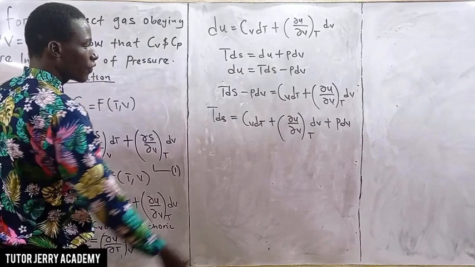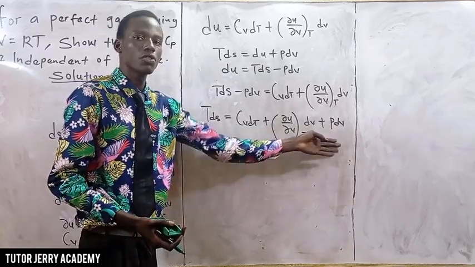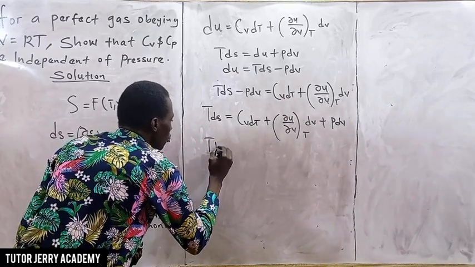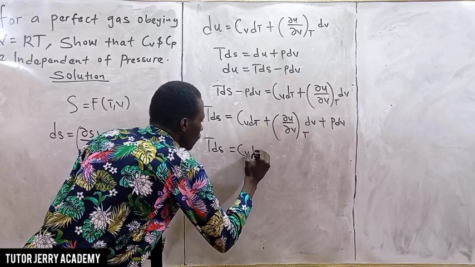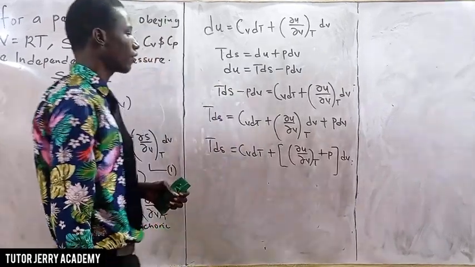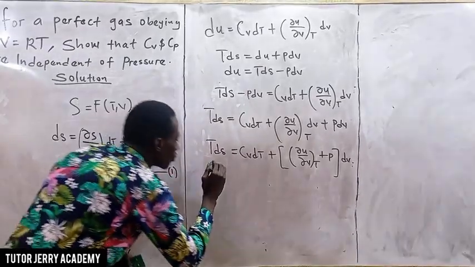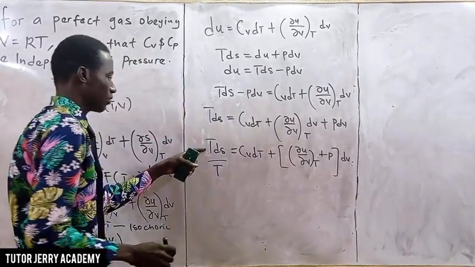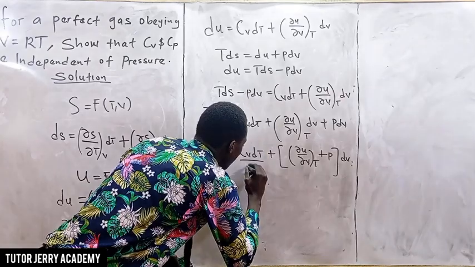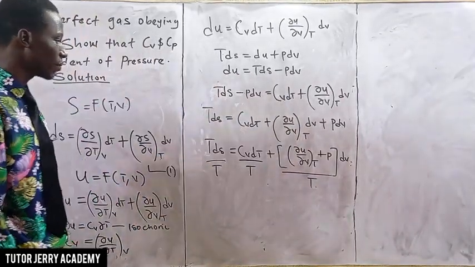Next, we are going to be factoring out dV, since dV is common in both terms. This implies that the equation becomes TdS is equal to Cv dT plus the bracket of what we have. So next, we are going to be dividing both sides of the equation through by T. If we do that, we have TdS over T is equal to Cv dT over T, and the other term divided by T.